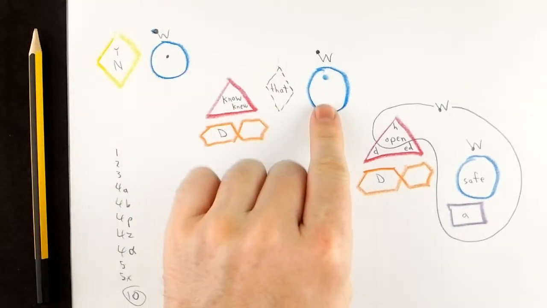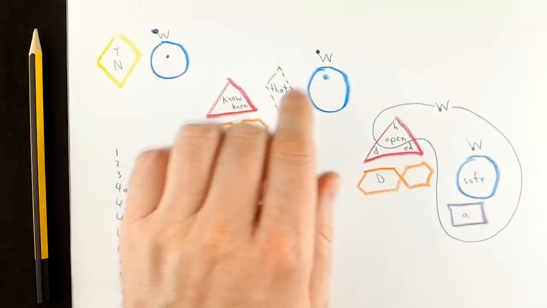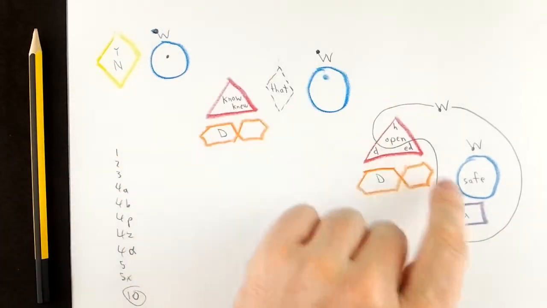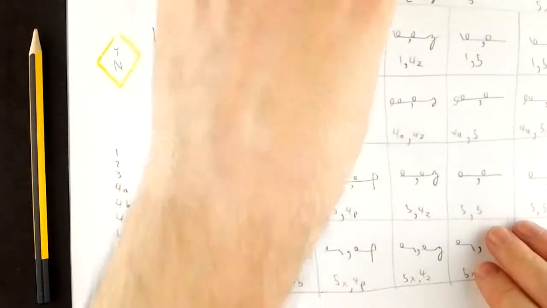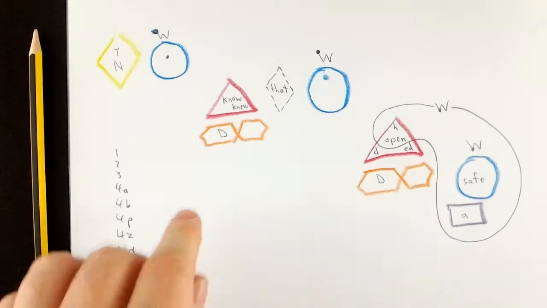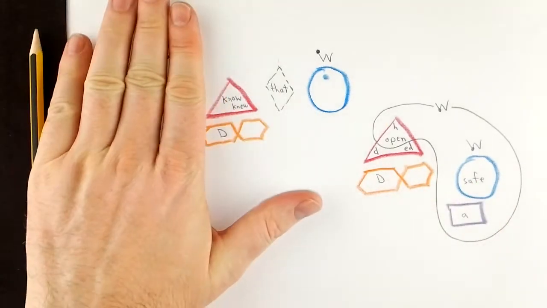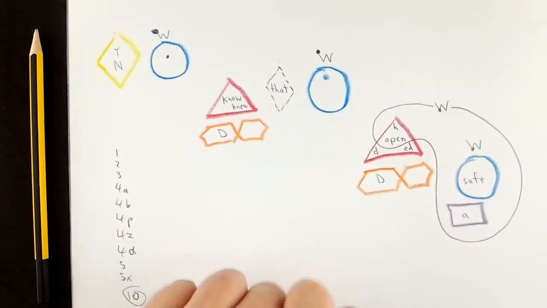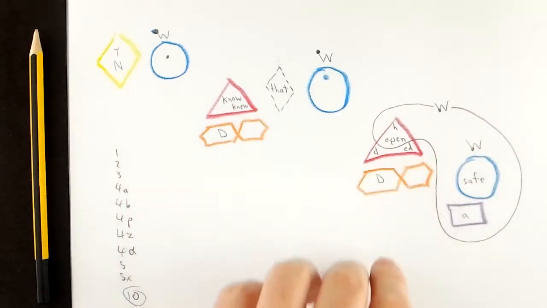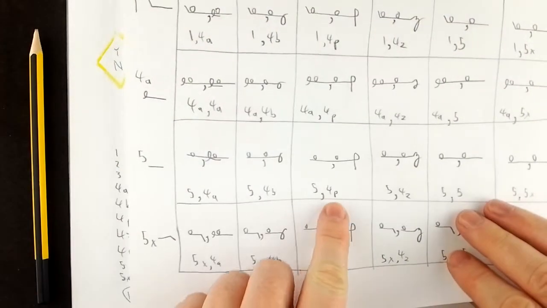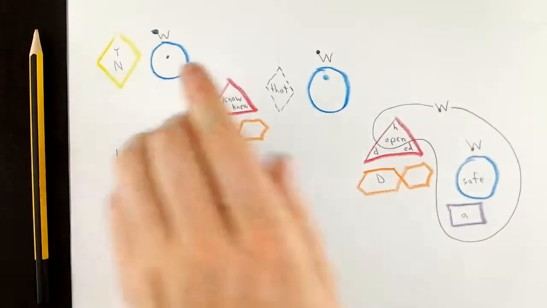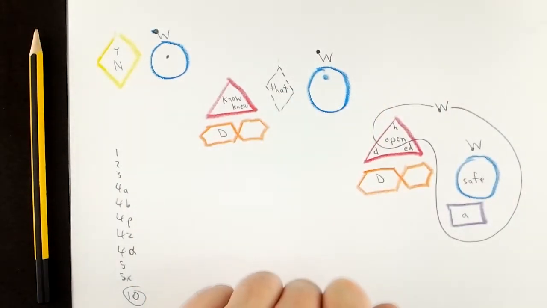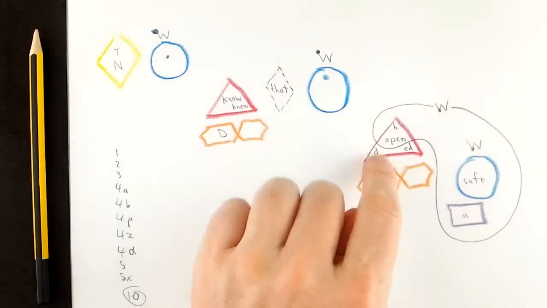5, 4A. They knew who opened a safe. 5 for B. They knew what he opened. Number 5 for P. They knew what he did.